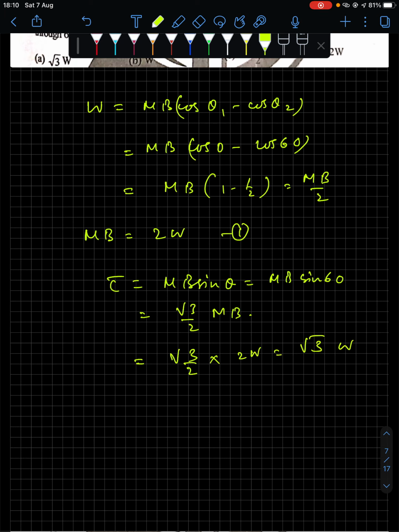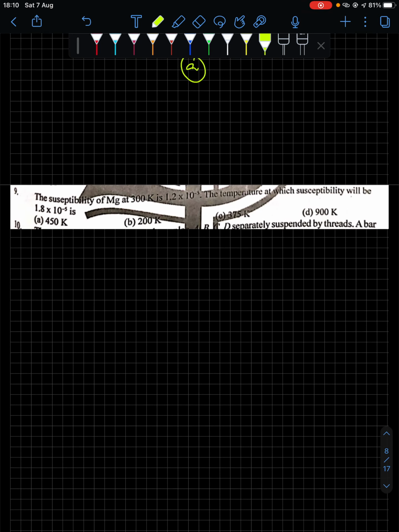Okay. So root 3 by 2 into 2w, and that is root 3 times w is your answer. Option number A.